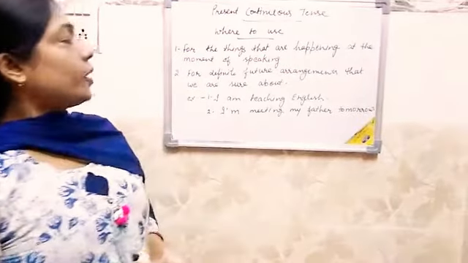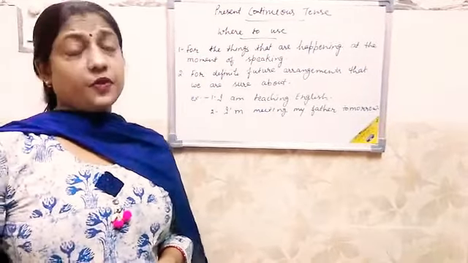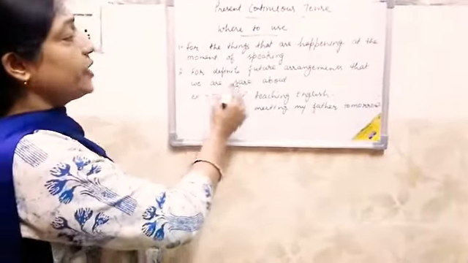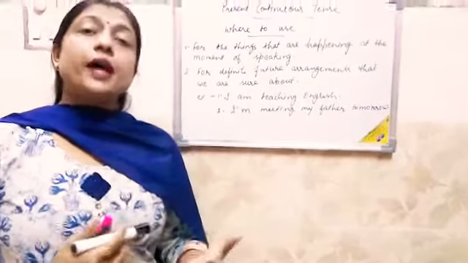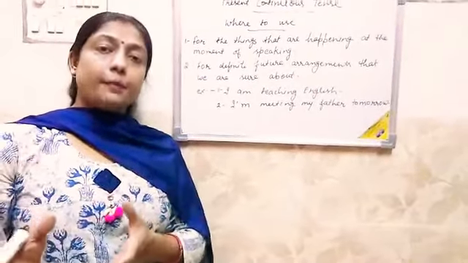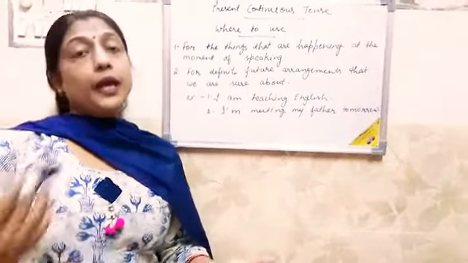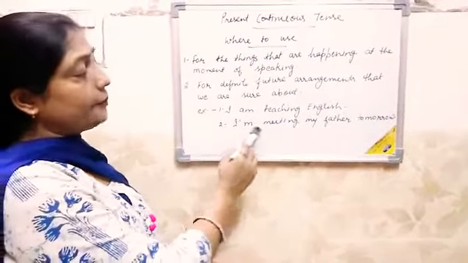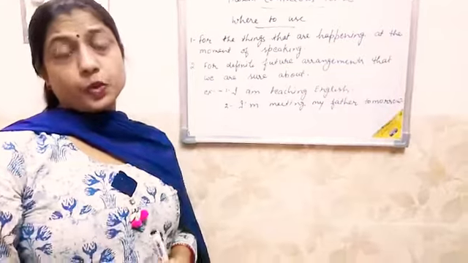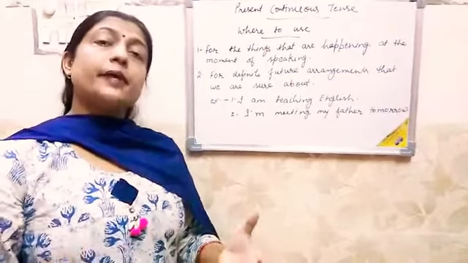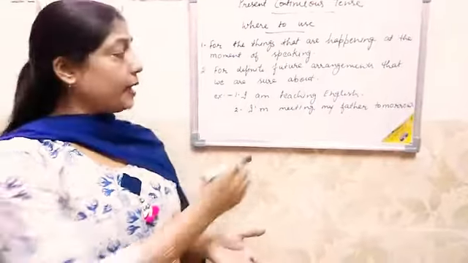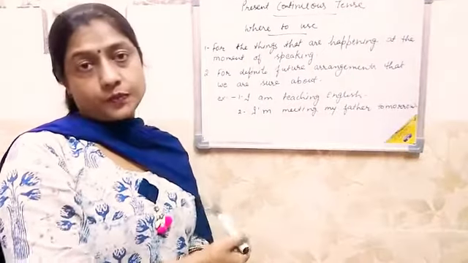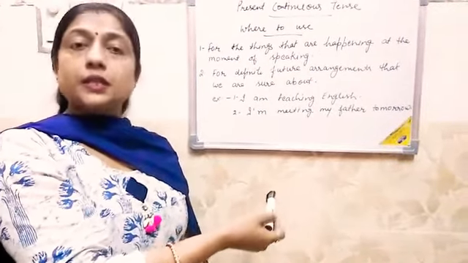The next one, for definite future arrangements. Yes, for future arrangements also, that we have planned, that are fixed, that we are sure about. As we are sure about something that is going to happen or we are going to perform in future, then also we can use present continuous. For example, I am meeting my father tomorrow. So this will happen in future, but I have planned it. I am sure about it that I am meeting my father tomorrow. So we can use simple present tense here too. So this is the use of present continuous tense.